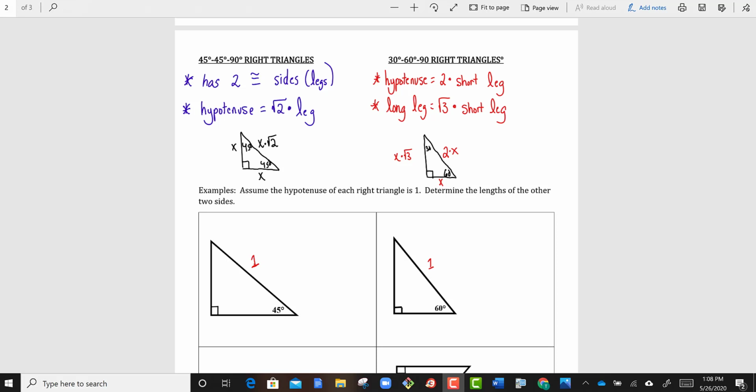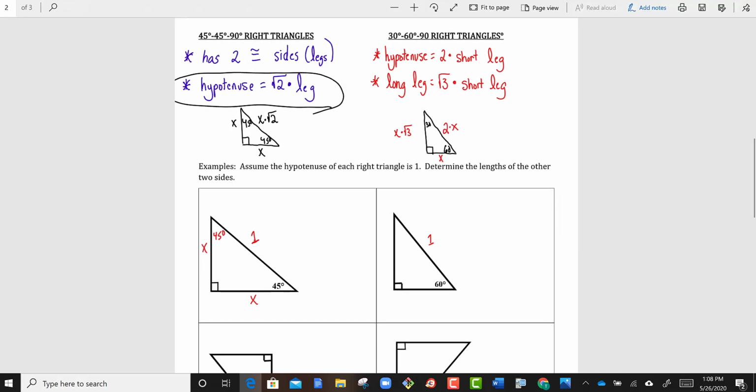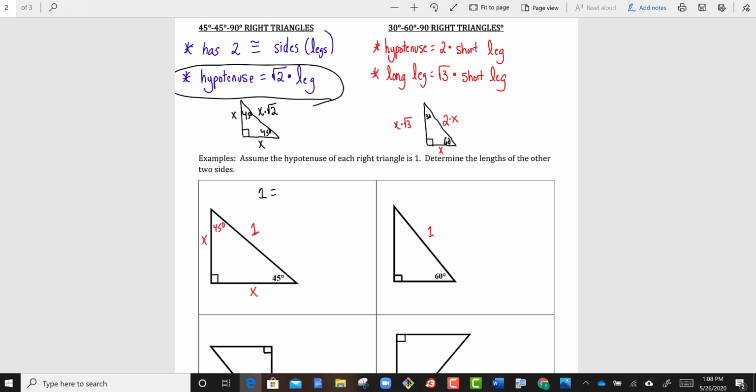So this first example, they want us to find the lengths of the other two sides. Since this is a 45, 45, 90, that means the other two sides are the short legs, since they're opposite those two short sides, and they have to be the same. So we can use the formula right here, where the hypotenuse is 1, and it's going to be equal to radical 2 times x. And our goal is obviously to solve for x here. So we're going to divide both sides by radical 2.